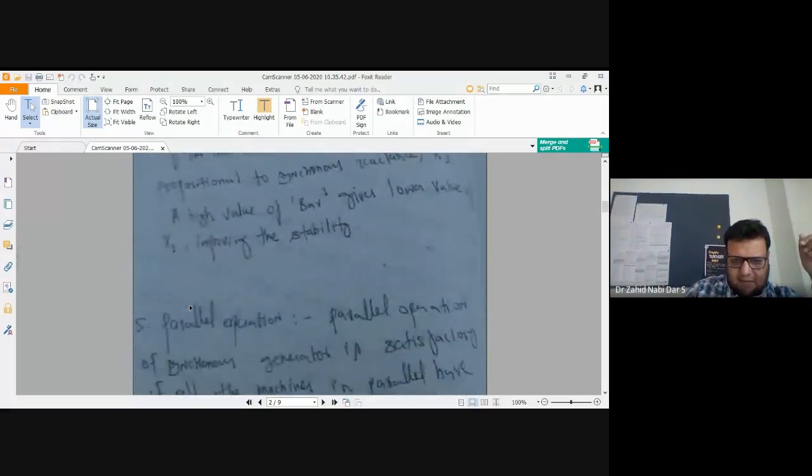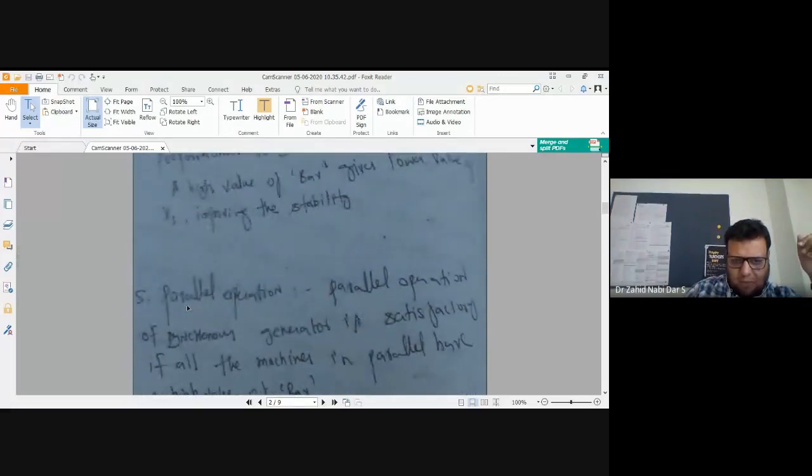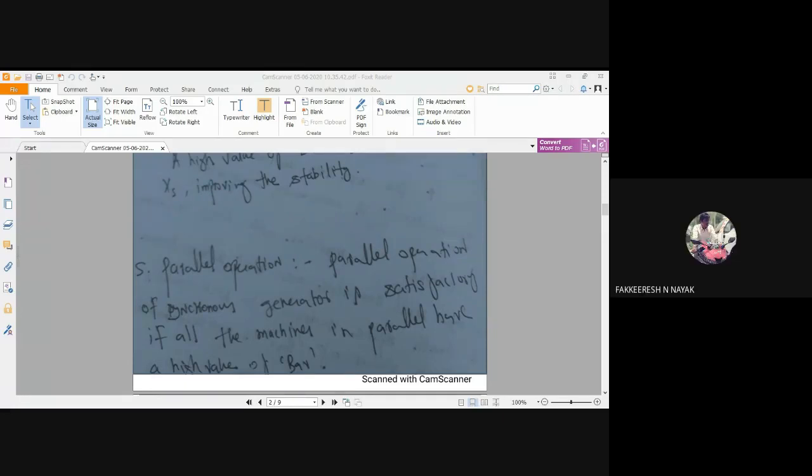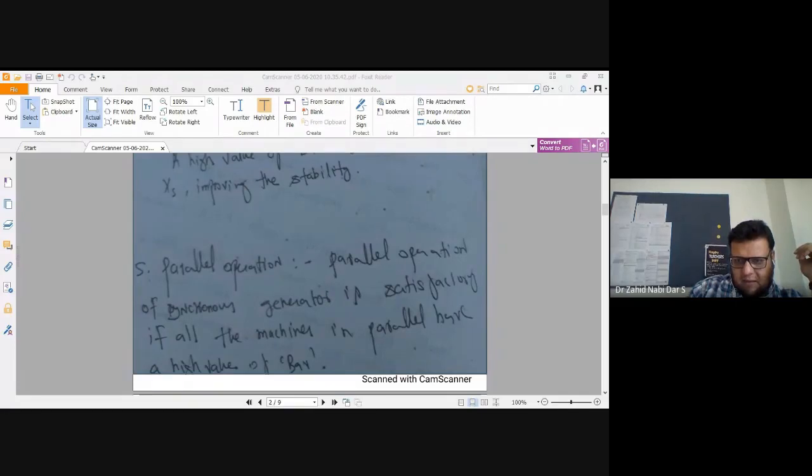Now another thing in synchronous machine is parallel operation. There are some three or four conditions for parallel operation of an alternator. Can anyone explain parallel operation of an alternator? Anyone by choice? Yes, Vanishri, you can tell. In diploma, you have studied, no?